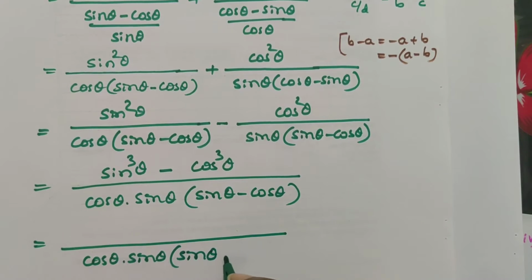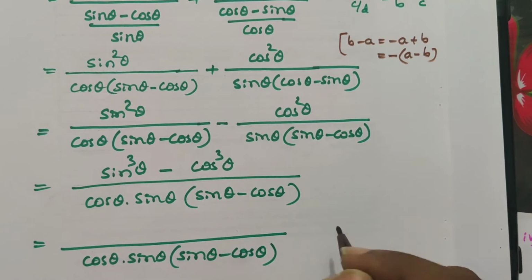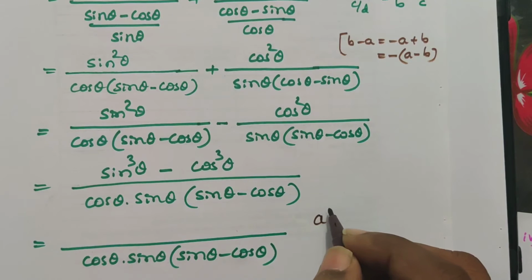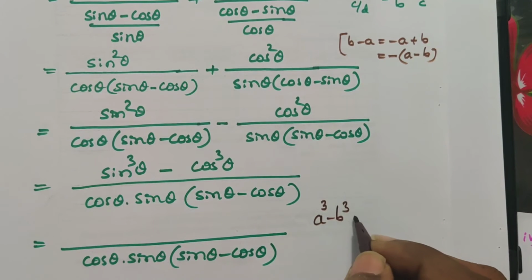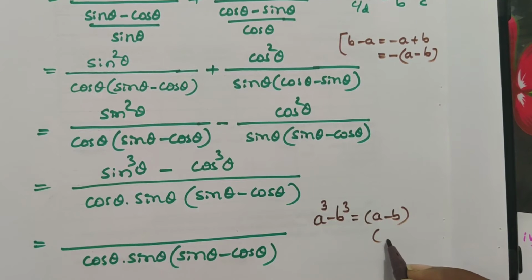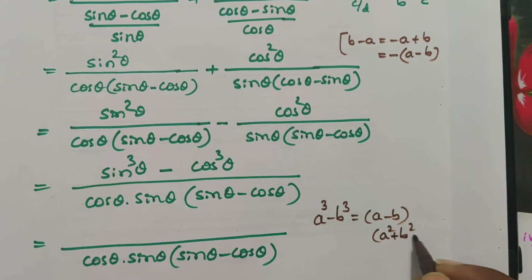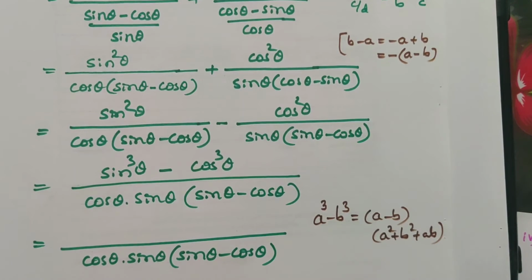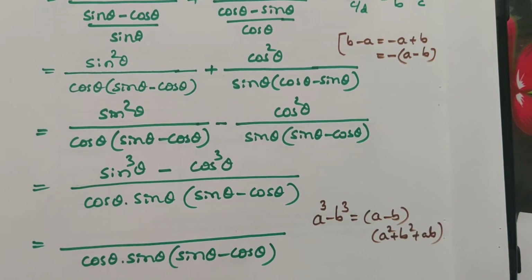But our numerator is showing something to us. That is, it is looking like an identity. You must have studied the a cube minus b cube identity. A cube minus b cube is equal to a minus b into bracket a square plus b square plus ab. So this identity, if you remember, we have to apply for these two. This is your a cube, this is your b cube.